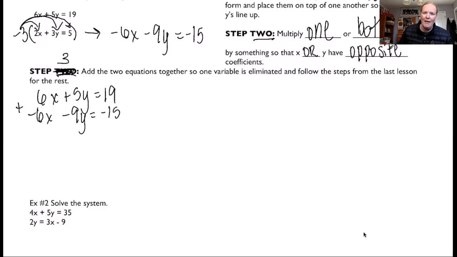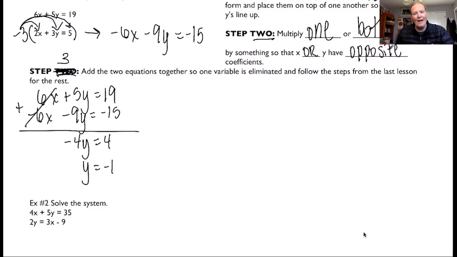I could have multiplied everything by 3 and then subtracted, but again, people make more errors, so I'm recommending not to do that. Okay, my x's cancel. 5 minus 9 is negative 4y. 19 minus 15 is 4. Divide both sides by negative 1. Y is negative 1.